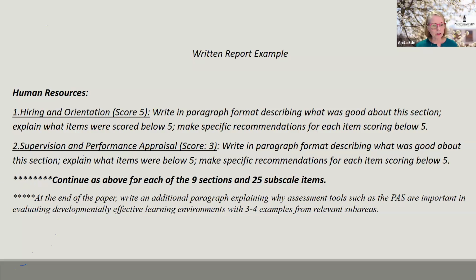And then you continue as above for each of the 9 sections and 25 subscale items. At the end of the paper, please write an additional paragraph, and you really just need a paragraph, explaining why assessment tools such as the PAS are important in evaluating developmentally effective learning environments, with 3 to 4 examples from relevant sub-areas. Just give me some examples that lead you to believe this is important. Either what you found or what you didn't find and wish you would have found.